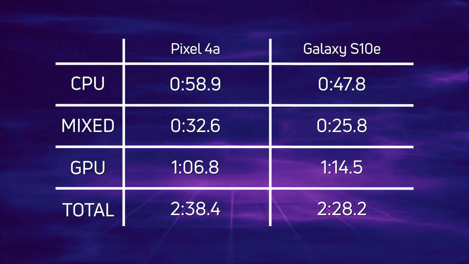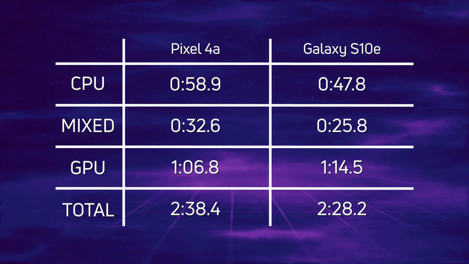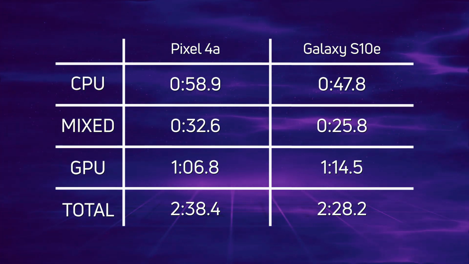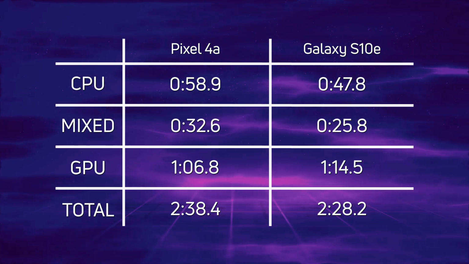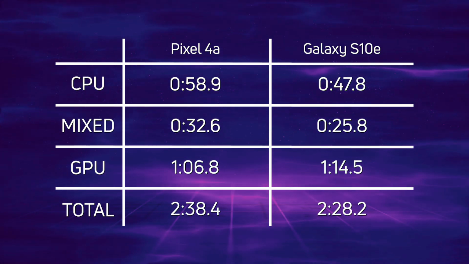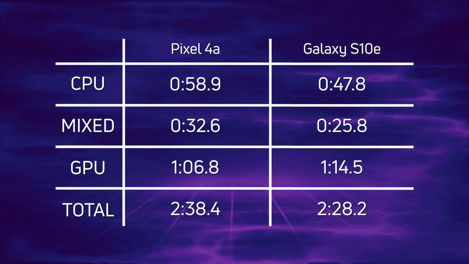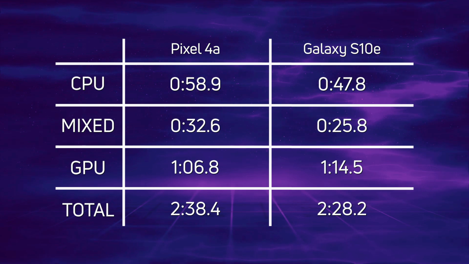And things do change a bit when we get to the GPU, 1 minute 6.8 for the Pixel 4a, 1 minute 14.5 for the Galaxy S10e. So actually the Pixel 4a was faster through the 3D graphics part. In fact, it was 7.7 seconds faster. However, that wasn't enough to catch up for the losses in the CPU and the mixed sections. So overall, the Galaxy S10e won, 2 minutes 28.2.